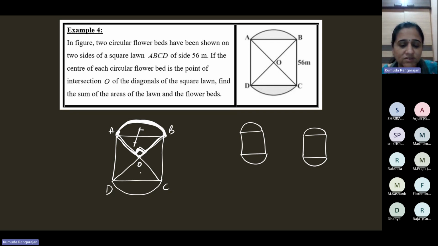Similarly, the same thing holds good for this one. This one is also a sector. So you can look at this whole figure as 2 sectors and 2 triangles. One right triangle here and one right triangle here. So that's the first approach.